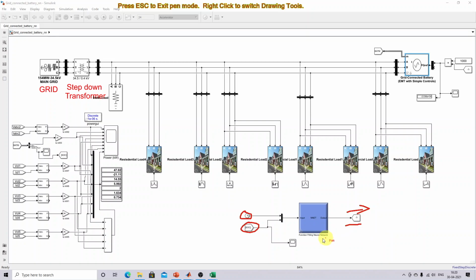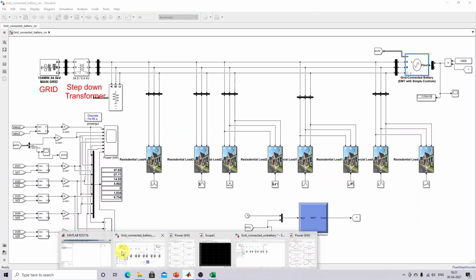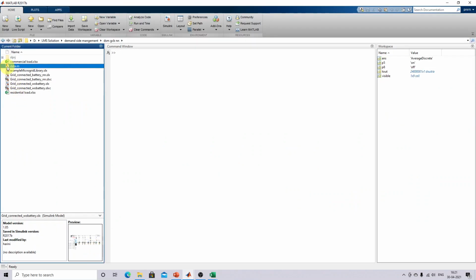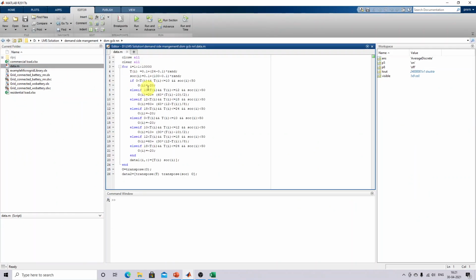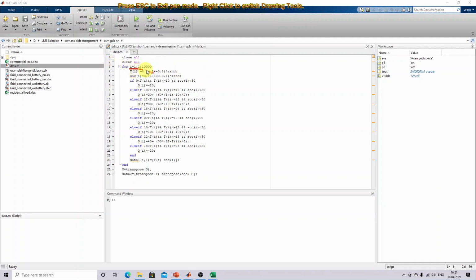So the input data is nothing but the time of the day and SOC, and the output data is nothing but the command input for that battery system. For that, I have implemented one code for generating the data, based upon the time of the day. I'm going to generate 1,000 data to train the neural network.